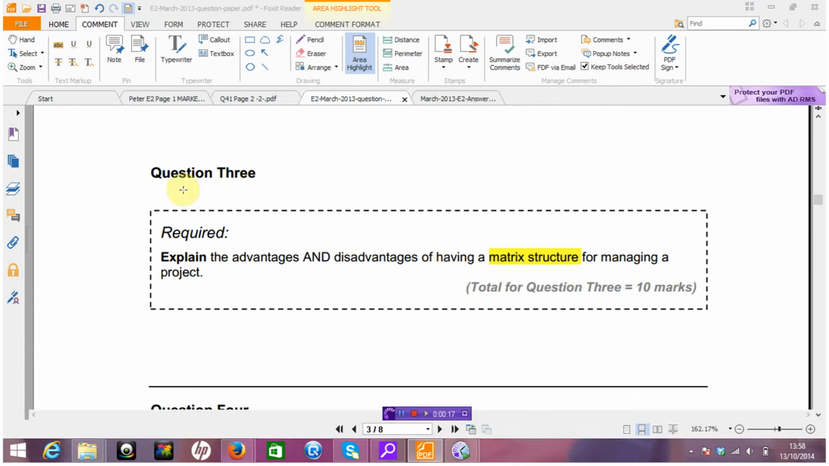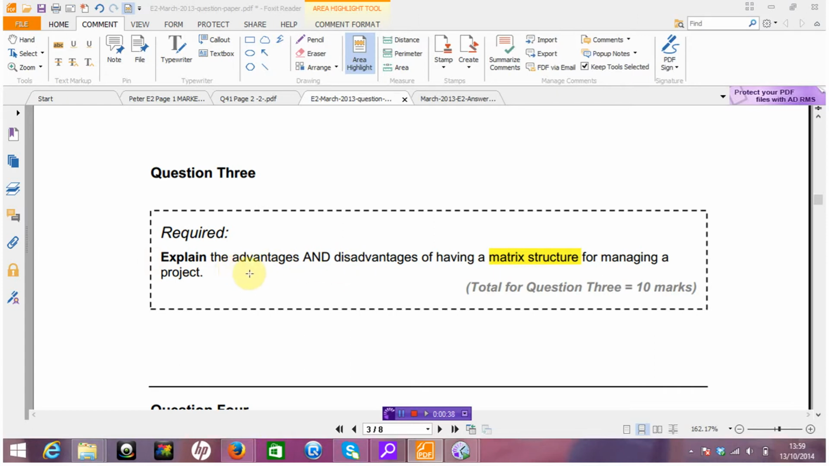Now I draw your attention to question 3 of March 2013, so March last year, on the CIMA site. And if you're studying from the BPP exam kit, I'll draw your attention to question 44 on page 19. Okay, this is a 10-mark section A style question.